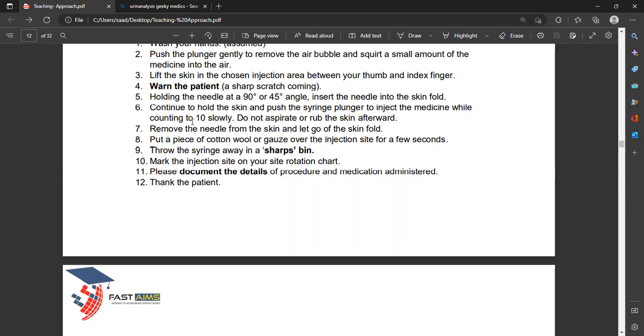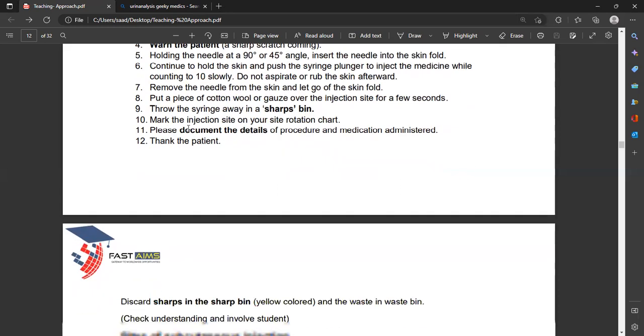So sharps in the sharp bin. Just remember it. Most people make this mistake. They do not discard sharps in the sharp bin. They just place it on the table and then they go to the next station.